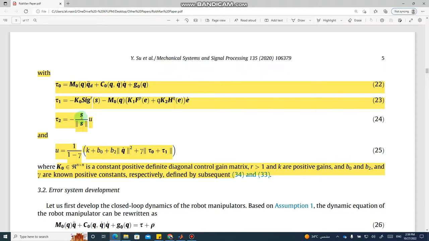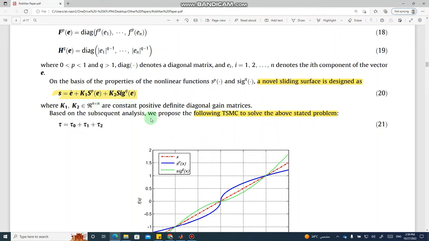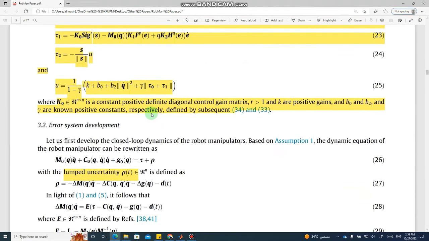And tau 2 is minus s over the magnitude of the norm of s, the sliding surface, times u, where u is 1 over 1 minus gamma times k plus b naught plus b2. And so this is the total control law that has been developed in this paper.